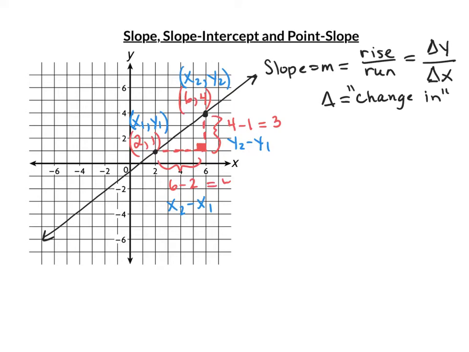Slope, slope-intercept, and point slope. Reminder about slope. Slope is rise over run. Often you'll hear it said in mathematics that slope is delta y over delta x. The triangle is the Greek letter delta, and we use delta to mean change in. So when we say delta y over delta x, it means the change in y, that's the rise, over the change in x, that's the run.